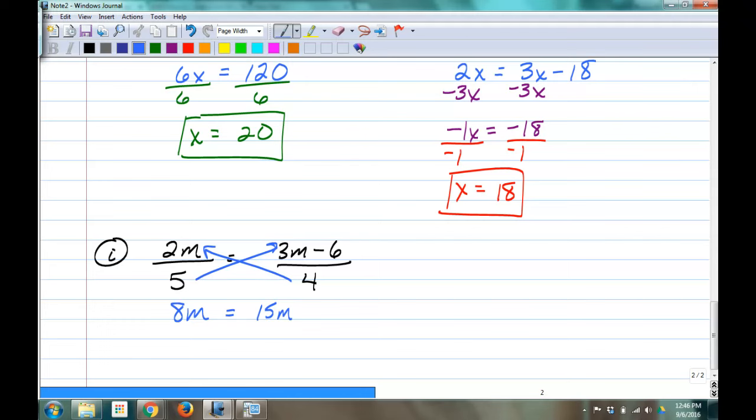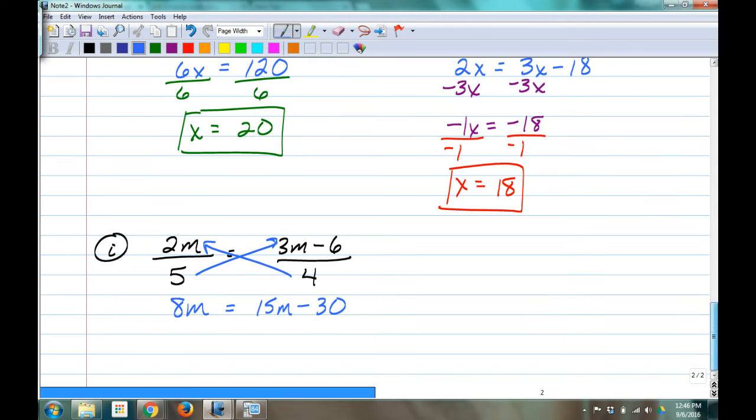Try again on the last part. 15m is correct, but it should be minus what? 30, because you got a 5 times 6. Now what do we do? Minus 15m. That's negative 30 left on that side.